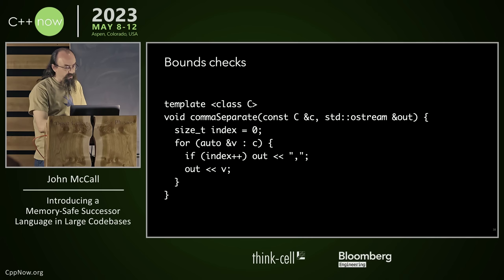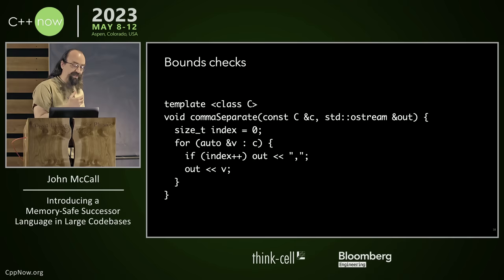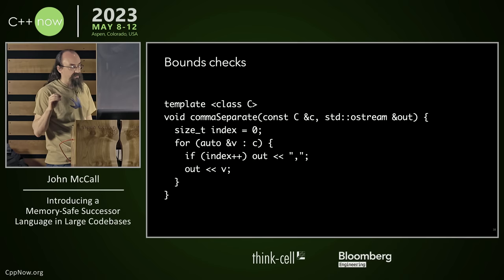This is going to be a little bit about compiler optimization and debug iterators and bounds checks, but it's not really. What this really is is a point about pointers. It's a point about pointers and local reasoning.